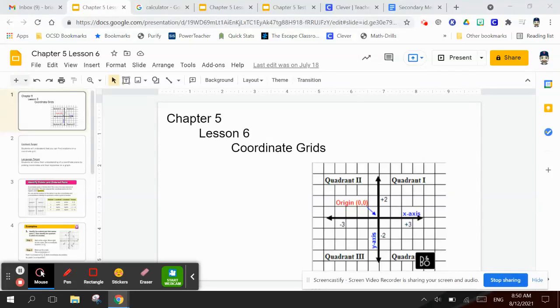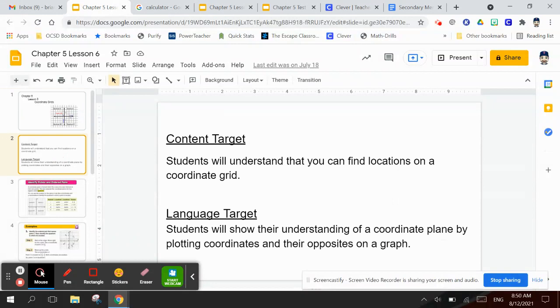Chapter 5, Lesson 6, Coordinate Grids. Our content target. Students will understand that you can find locations on a coordinate grid. Our language target. Students will show their understanding of a coordinate plane by plotting coordinates and their opposites on a graph.